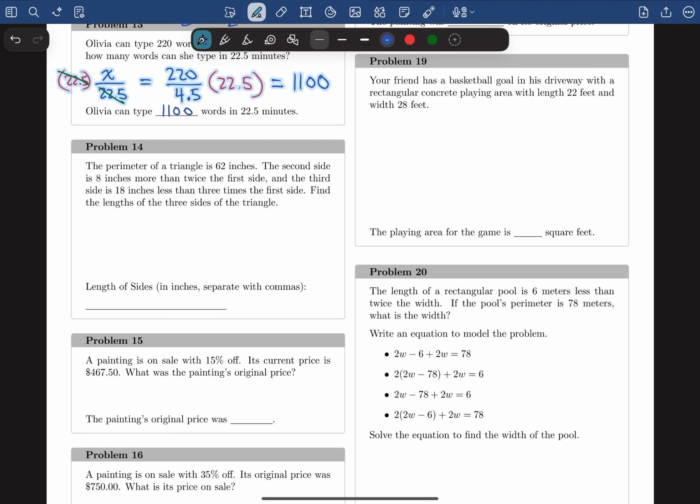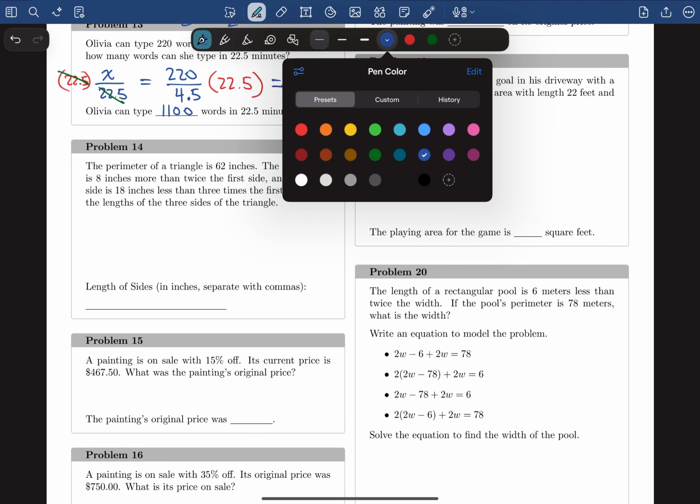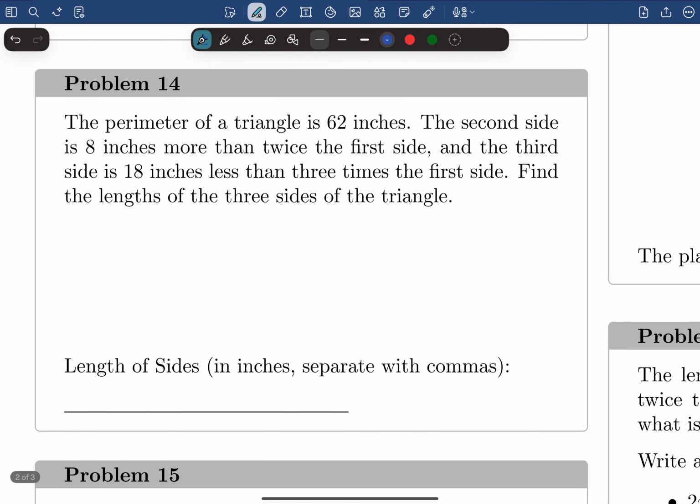The perimeter of a triangle is 62 inches. The second side is 8 inches more than twice the first side, and the third side is 18 inches less than 3 times the first side. Find the lengths of the three sides of the triangle. Well, as we approach this word problem, it's a geometry problem. We're talking about a triangle, so we should draw a diagram of a triangle right now.